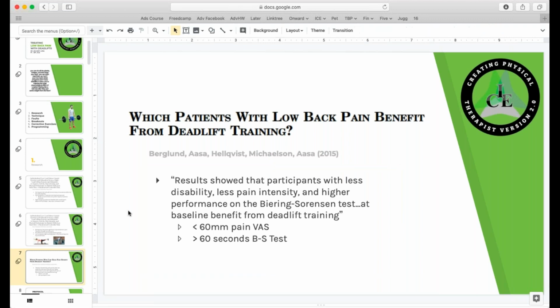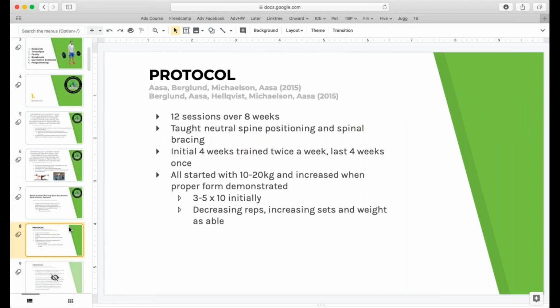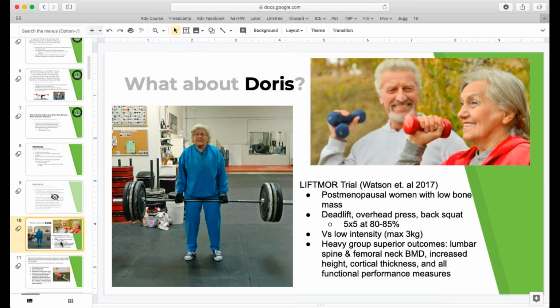Now, when I look at this, if somebody doesn't have a 60-second Biering-Sorensen test, if they don't have great lumbar spine endurance, what am I going to do with them? I'm going to do some maximal deadlifts and some other exercises that we'll talk about later. But 60 is the number to remember. That's their protocol. Again, I'm not going to bore you all with that, so we'll skip through that.